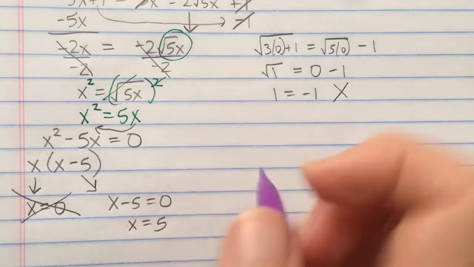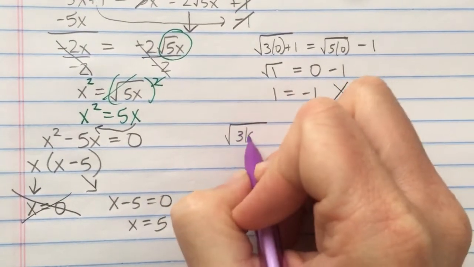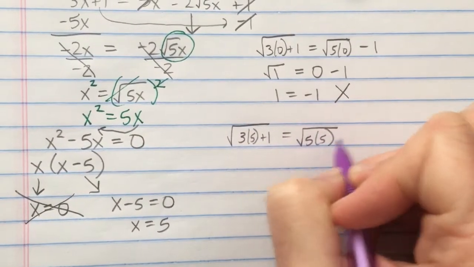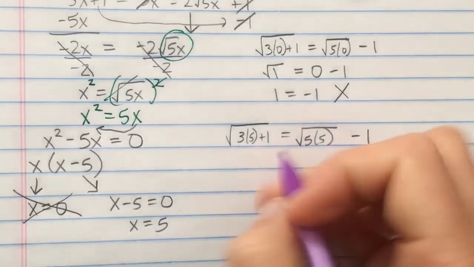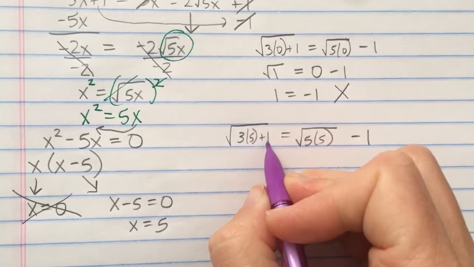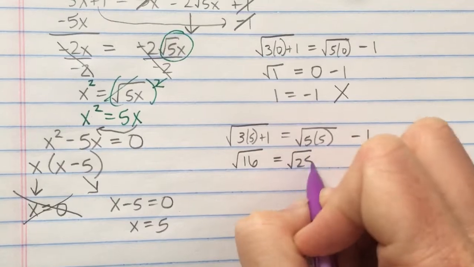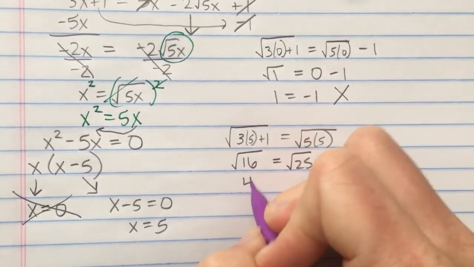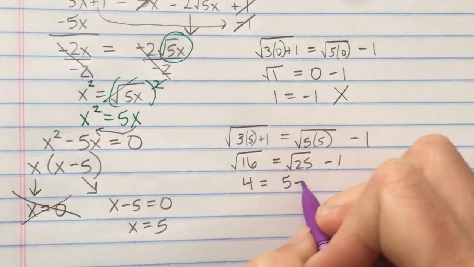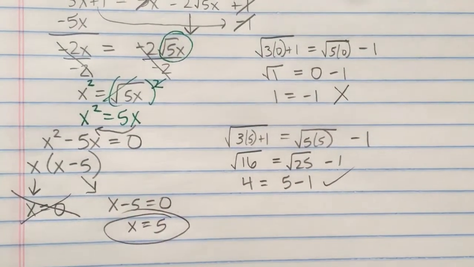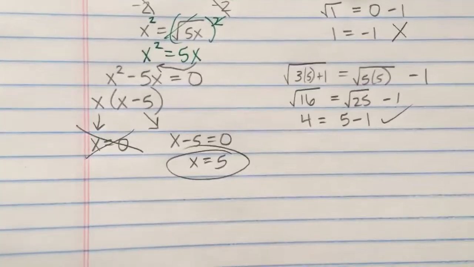Let's try 5. The square root of 3 times 5 plus 1 equals the square root of 5 times 5 minus 1. 3 times 5 is 15, plus 1 is 16, so you got the square root of 16. Here you have the square root of 25 minus 1. The square root of 16 is 4. The square root of 25 is 5. 5 minus 1 is 4. So your only answer is x equals 5.